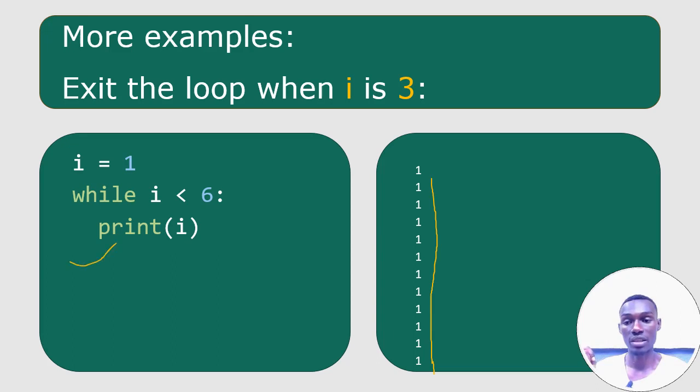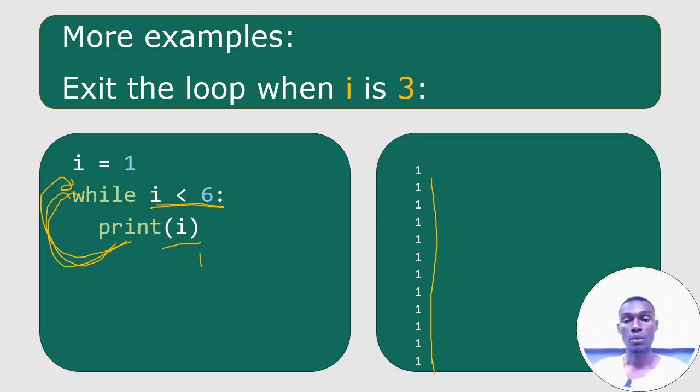It will come back here and check if this is true. If this is true, it will print this and then return back again and check if it is true. If it is true, it will print this again and come back again and check. This is what it will keep on doing forever because it is a loop. It will keep on looping forever.